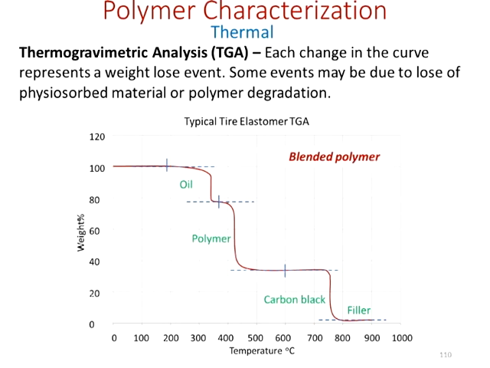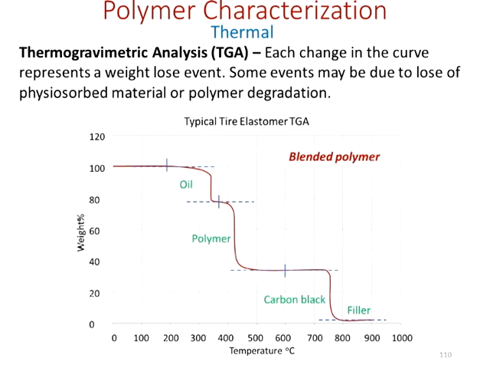Let's take something a little bit more complicated. And that's what the take-home message is. Each drop in the curve is loss of a material. And the final one is what's left over from that, if anything. So you have the TGA of this material. Okay? We have a tire elastomer. And this is a typical tire elastomer. It's a blended polymer when you make tire elastomers.